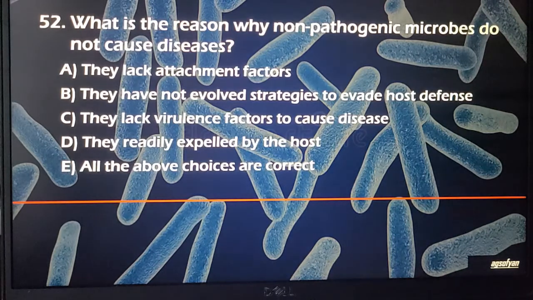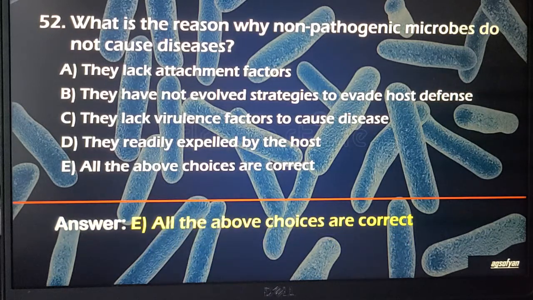Okay. Number 52. What is the reason why non-pathogenic microbes do not cause disease? A. They lack attachment factors. B. They have not evolved strategies to evade host defense. C. They lack virulent factors to cause disease. D. They are readily expelled by the host. E. All the above choices are correct. Choose your answer. Yes, the answer will be E. All the above choices or reasons are correct.